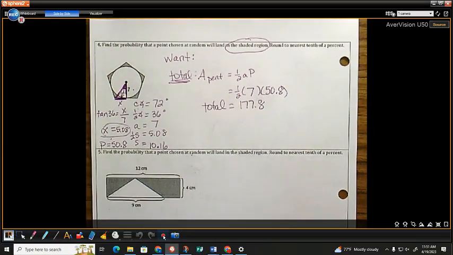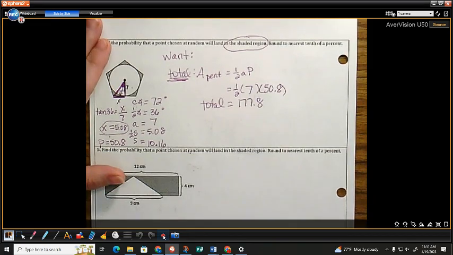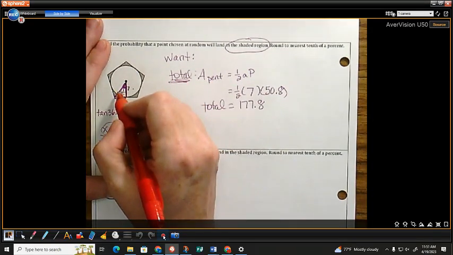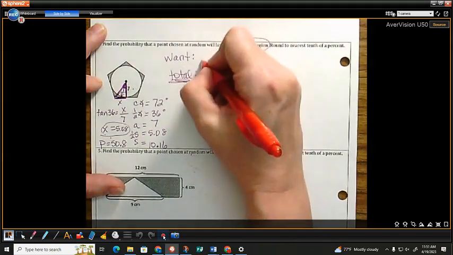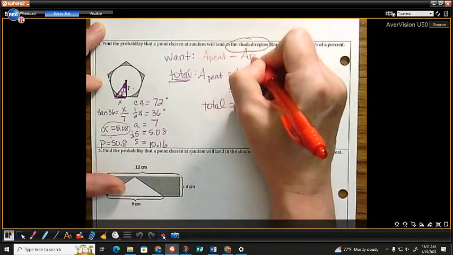Okay, so I'm done, right? No. You need to find the want. Well, how do I find the want? Do I want the circle? It's the pentagon minus the circle. The want is the shaded stuff outside, so I need the area of the pentagon minus the area of the circle.